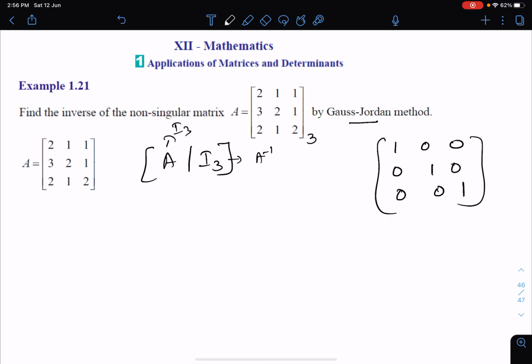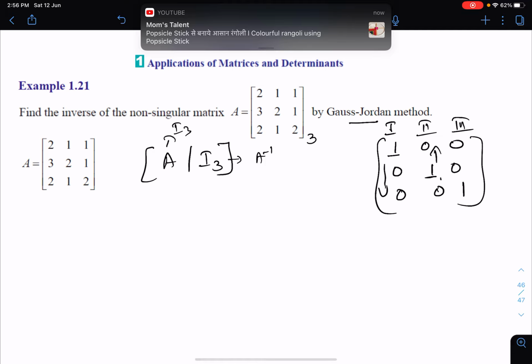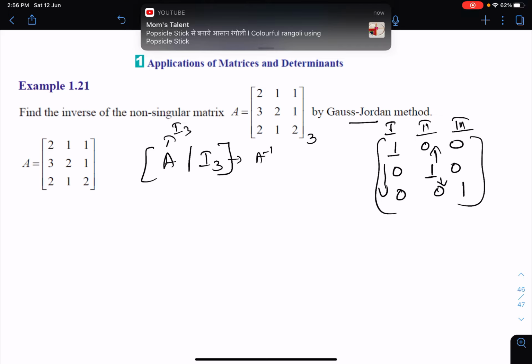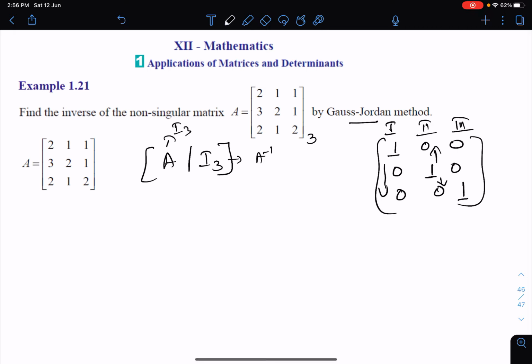So here this is going to be our step 1, step 2 and step 3. In step 1, first you will bring this 1 and then change the rest to zeros. In the second step, the middle term 1 you have to derive, and then only you have to change the other elements into 0. Similarly, in the third step, you first bring out this 1 and then change the remaining elements into 0. As you have seen in example 1.19.